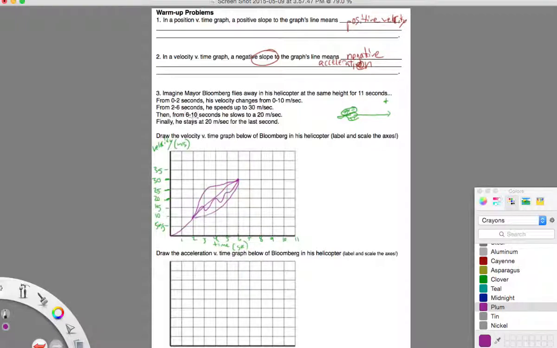Then from 6 to 10 seconds, he slows to 20 meters per second. So 6 to 10, he slows to 20 meters. You just got to hit this mark right here. I'm going to say he slows like this.